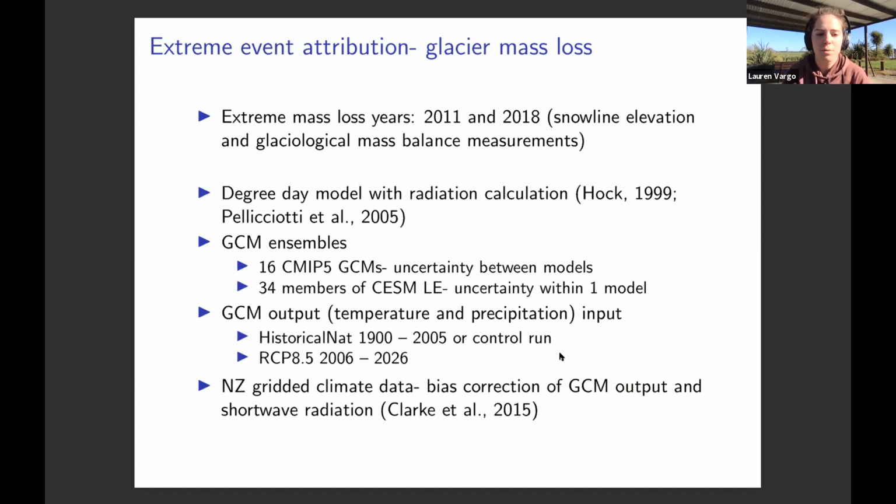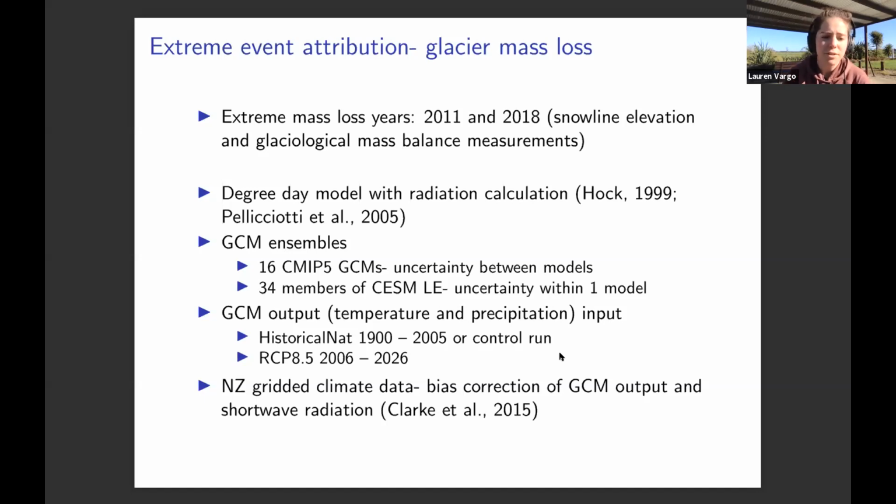And our inputs were GCMs. We used 16 CMIP5 GCMs, and that was to get at uncertainty between those different models that are part of CMIP5. And then 34 members of the CESM large ensemble. So that's one model, but 34 different ensemble members to get at uncertainty within that one model.